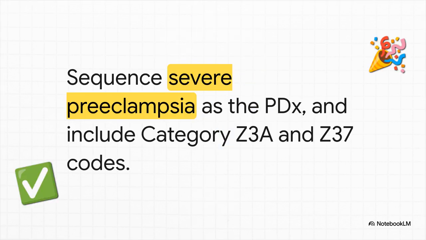Got your answer? You sequence the severe preeclampsia as the principal diagnosis because it's a clear complication, which totally rules out that 080 code. Then you make absolutely sure to include Category Z3A for the 38 weeks gestational age and Category Z37 for the outcome of delivery. If you got that right, you are well on your way to mastering inpatient obstetric coding.